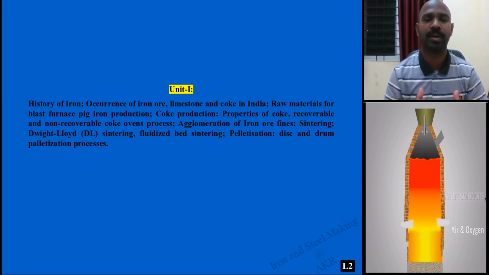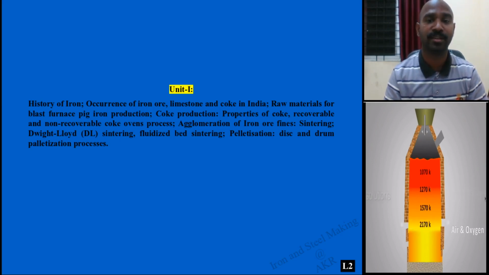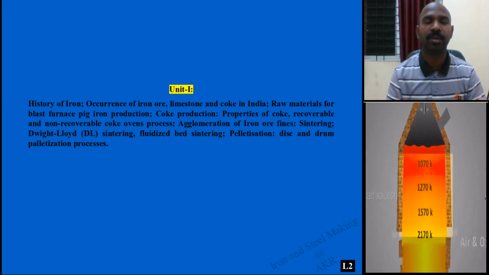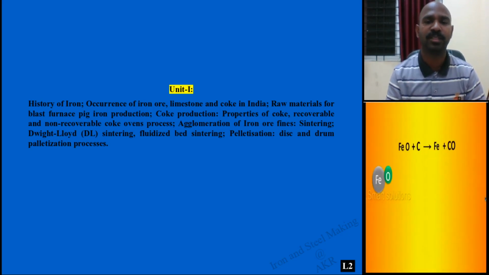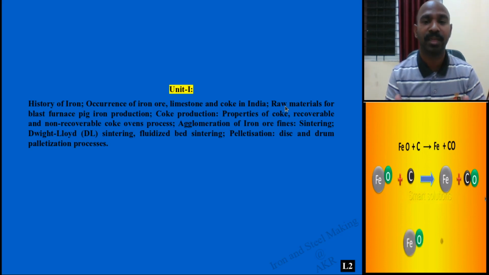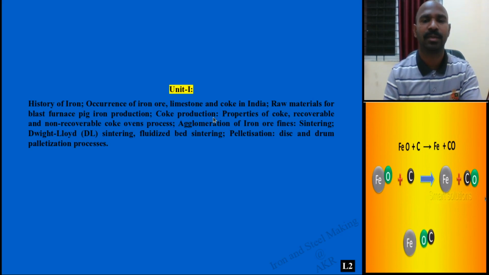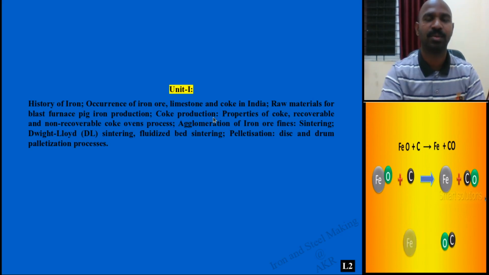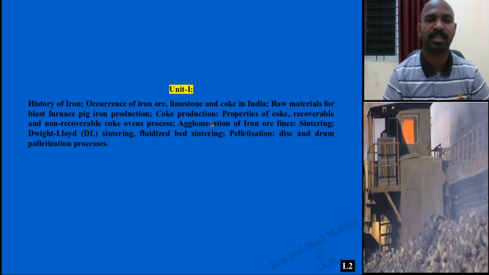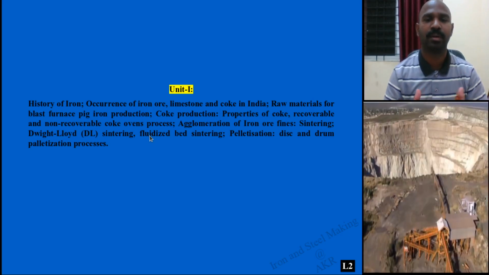So is it occurring as a sudden event during the earth formation, or is it prepared synthetically? Is it a man-made material? That will be concluded in this occurrence topic. And what are the raw materials of pig iron production by blast furnace, and it is essential to know the coke production process, properties of coke, and the various processes by which coke is produced.